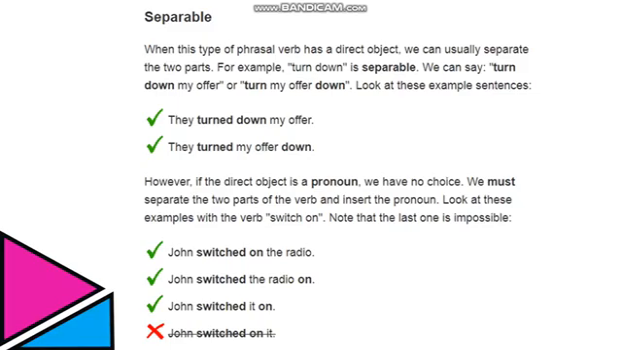However, if the direct object is a pronoun, we have no choice. We must separate the two parts of the verb and insert the pronoun. Look at the examples: John switched on the radio, or John switched the radio on, or John switched it on. Three of them carry the same meaning, but the last one, John switched on it, in here, this sentence is totally incorrect.